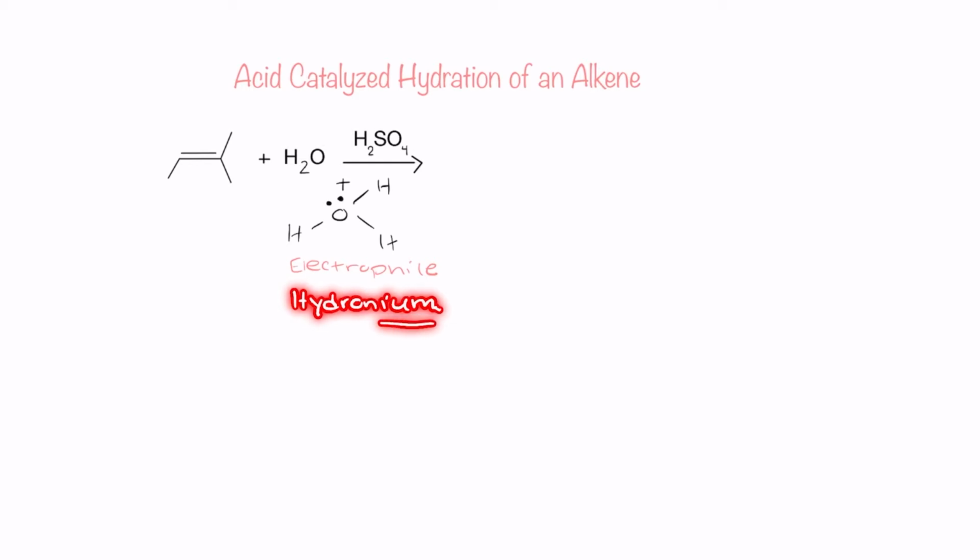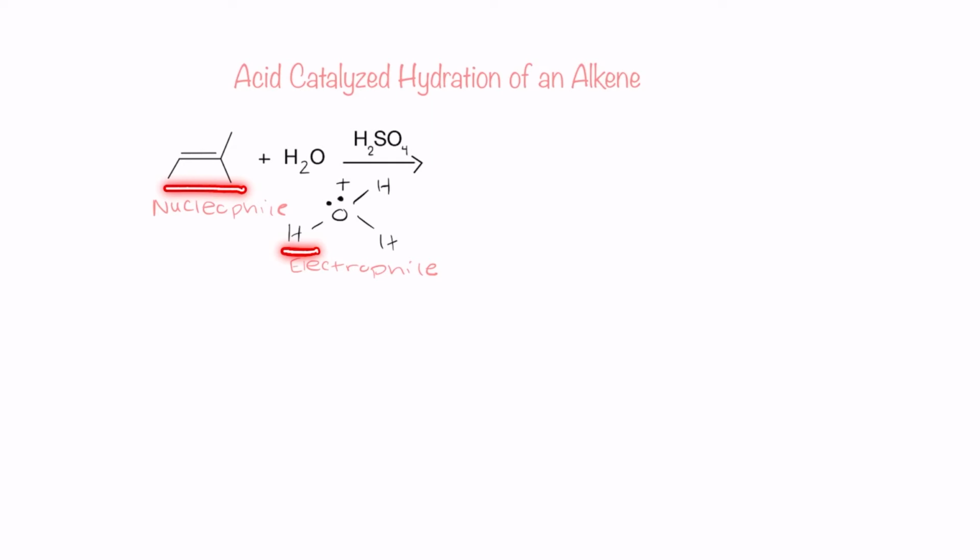And whenever something ends in -ium, it usually means that it has a positive charge. So we know that positively charged things like to act as electrophiles, and therefore hydronium is going to act as our electrophile. And therefore, our alkene is going to be our nucleophile. So we know that the arrow always goes from nucleophile to electrophile. So what's going to happen here is this alkene is going to say, hey, hydronium, I really like your hydrogen atom.